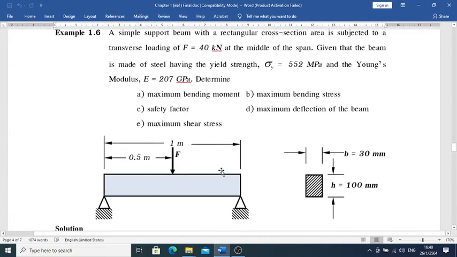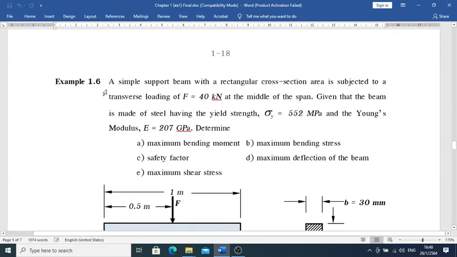Let's see an example quickly. Example 1.6: a simple support beam with a rectangular cross-section is subject to a transverse loading of F equal to 40 kilonewtons at the middle of the span. Given that the beam is made of steel having a yield strength of sigma_y equal to 552 megapascals and a Young's modulus of E equal to 207 gigapascals, determine: A, the maximum bending moment; B, the maximum bending stress; C, the safety factor; D, the maximum deflection of the beam; and E, the maximum shear stress.